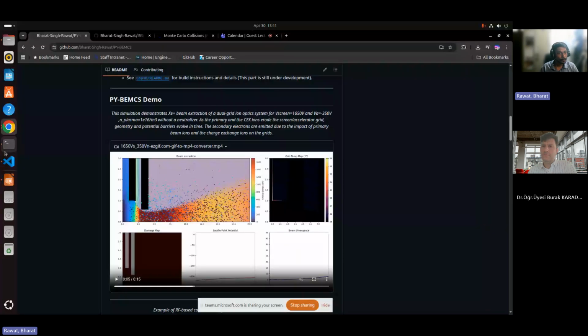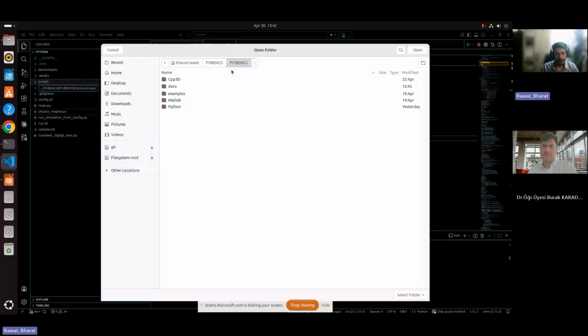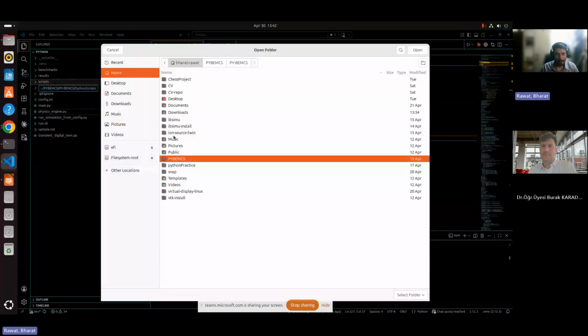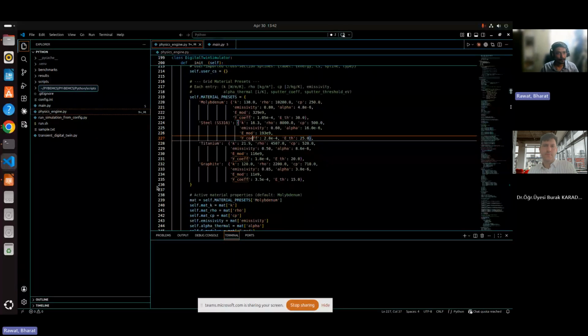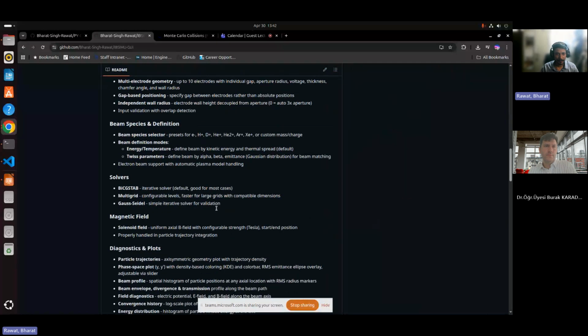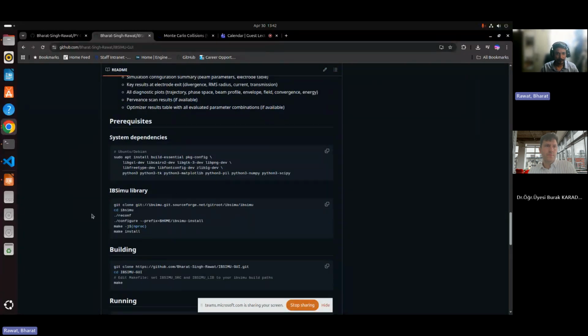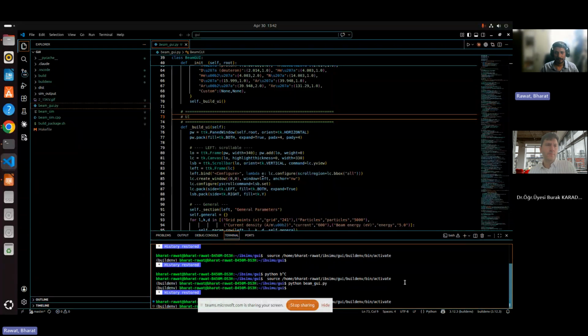And now quickly, I would like to also show you the other code, which is called IBSIMU-GUI. So if I go back and open this, again, for this, you just need to go to this other repo, which is this. Again, you need to install IBSIMU as well. And all the instructions are given there. It's just one sudo command, and then you would be able to do it. It's much easier to do in Linux, but a bit trickier to do in Windows.